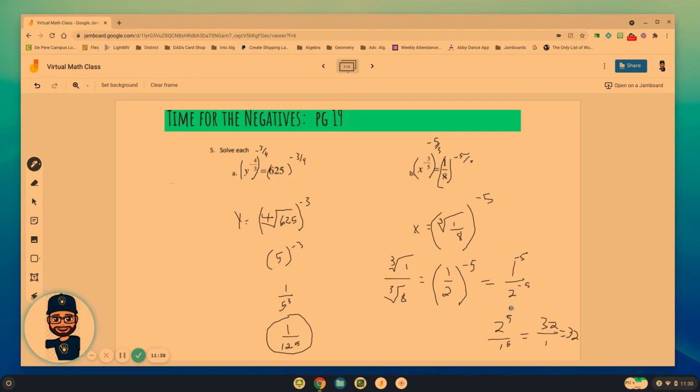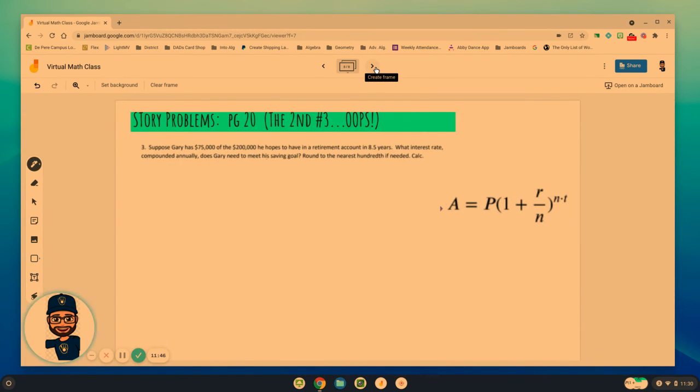A lot of steps in that one to go through that entire process, but it uses a lot of the rules we've already done. Now, the last one is a story problem, and I want to talk about this one specifically as we talk about a no calculator test, even though it says round. Suppose Gary has $75,000 of the $200,000 he hopes to have in a retirement account in 8.5 years. What interest rate compounded annually does Gary need to meet his goal?